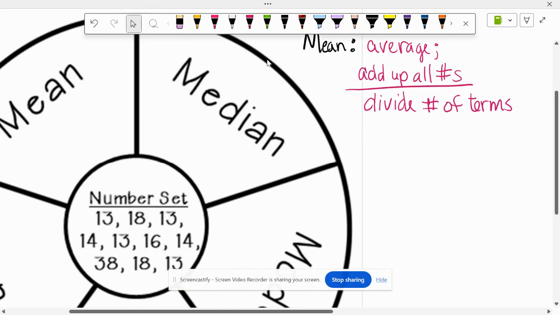So grab your handy dandy calculator. We are going to calculate. Nobody should have their Chromebooks open. We don't need Chromebooks. We're just going to use calculators today. So grab your calculator. We are going to calculate the mean of this data set. So you're going to add up all the numbers. 13 plus 18 plus 13 plus 14 plus 13. Add them all up.